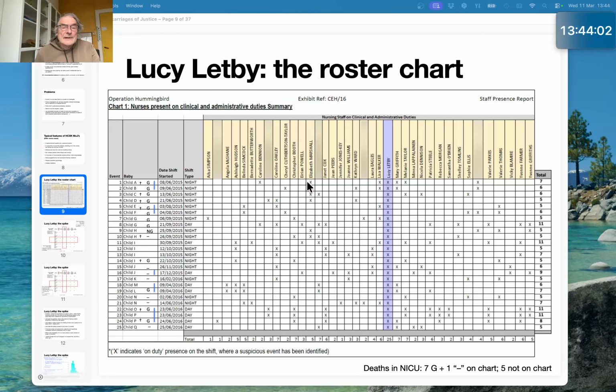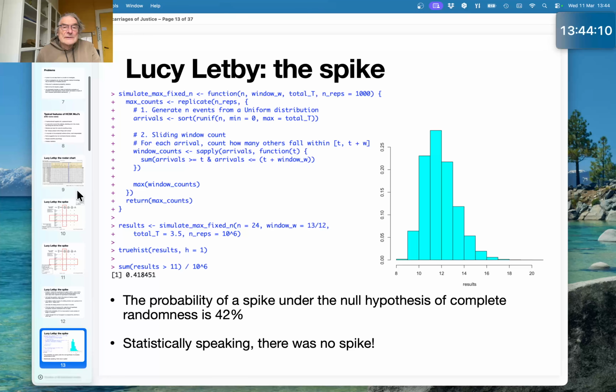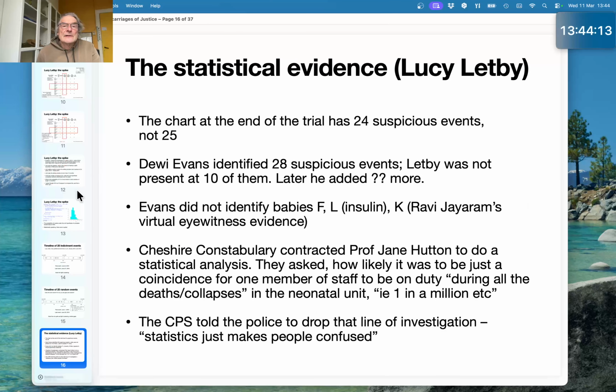Okay, now I'm going to move forward to where I move the slides forward to the point where I talk about some further issues with that chart. As I mentioned, at the end of the trial there were only 24 suspicious events, not 25. This tells us something about the reliability of the information which is contained there. Okay, it's only 1 out of 25, but as we now know, it seems that maybe 5 of those 25 X's in Lucy's column should not be there.